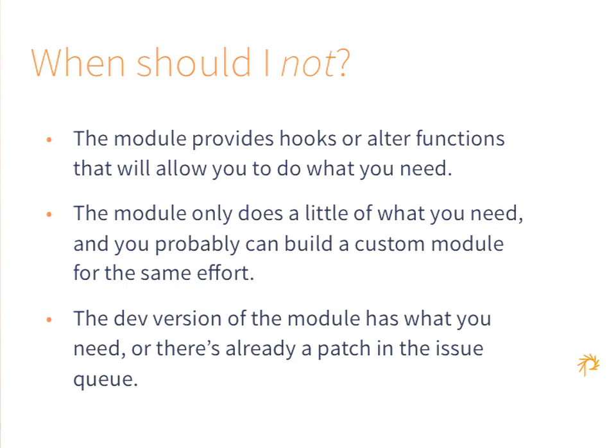There's no sense in patching 80% of a module because you need this much of it. Or the dev version of the module has what you need, or there's a patch already in the issue queue that will allow you to do what you want to do. And that point will lead us to the next section. How do we do it?